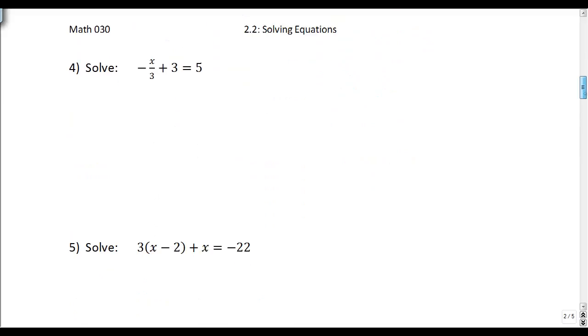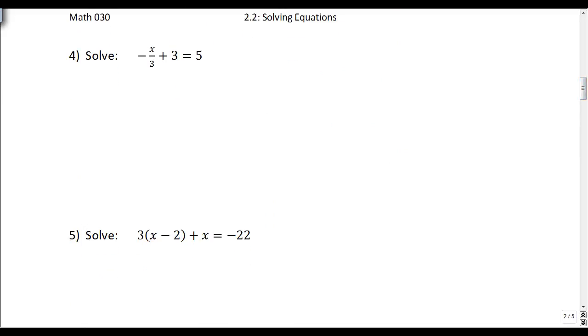Next question here. So this one, a little bit something new. We've got a fraction here, a denominator, x over 3. There's a couple of strategies here. One is I do things just like I did before. I subtract the 3 from both sides, and I get negative x over 3 equals 5 minus 3, which is 2.